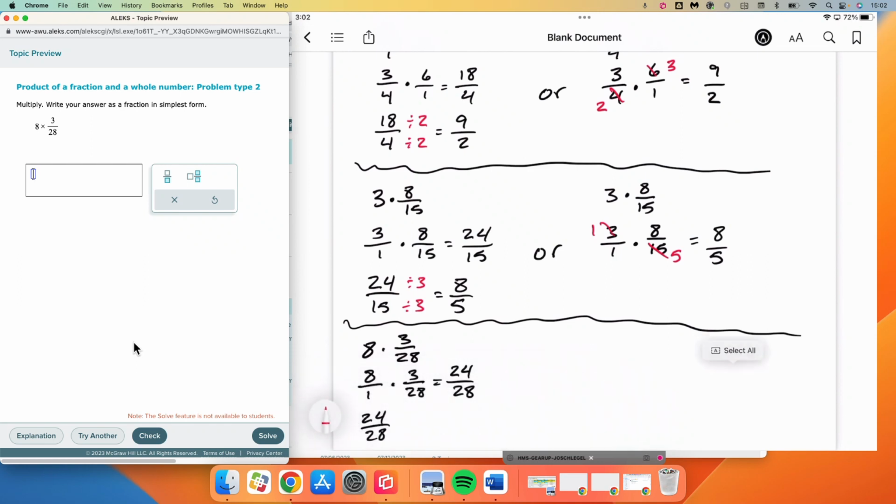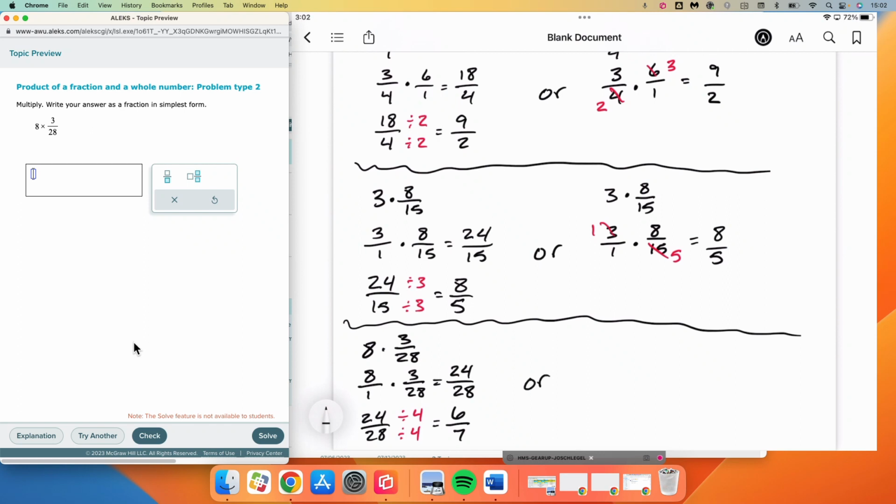If you used 2, it would work, but you would have to do it twice in order to get the fraction into simplest form. 24 divided by 4 is 6. 28 divided by 4 is 7.